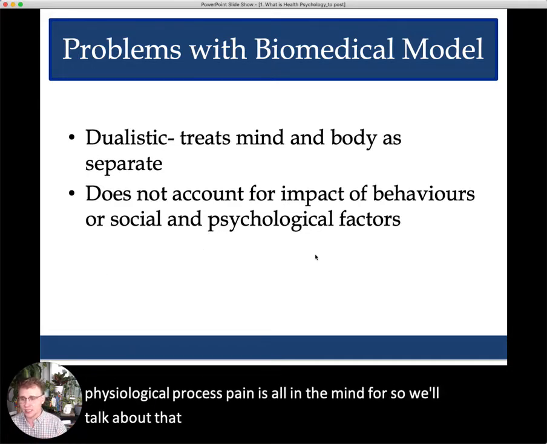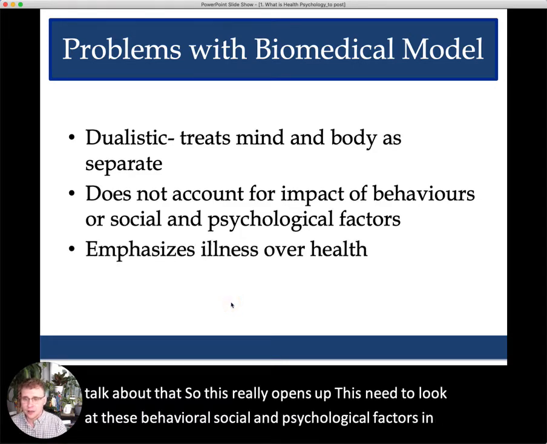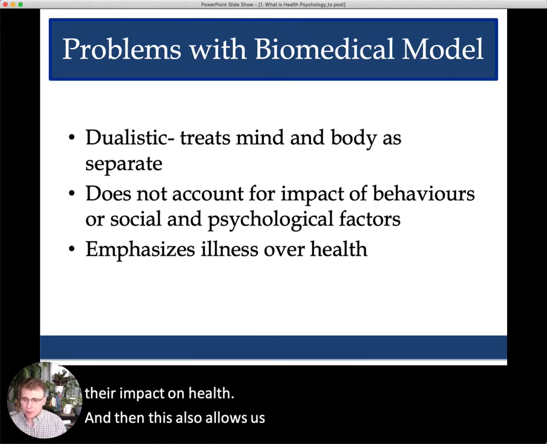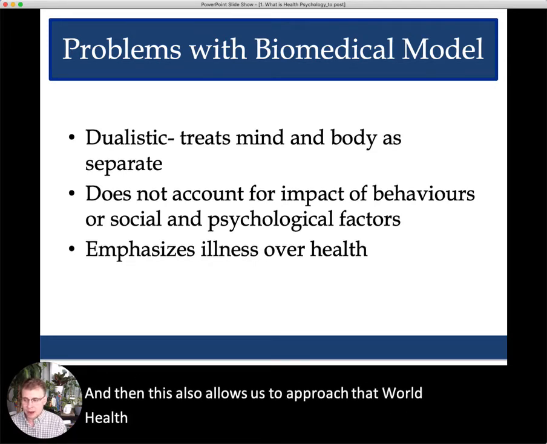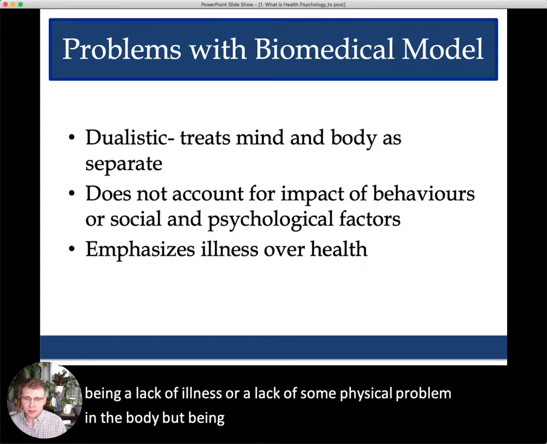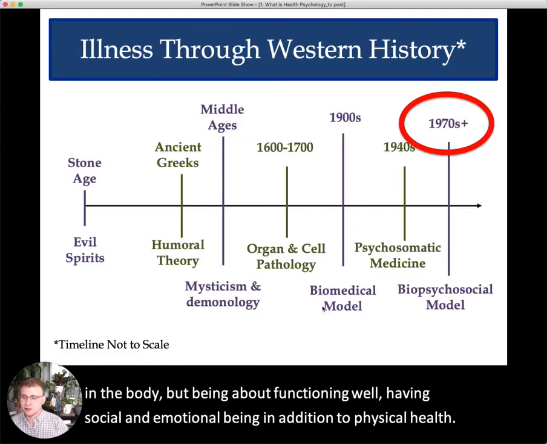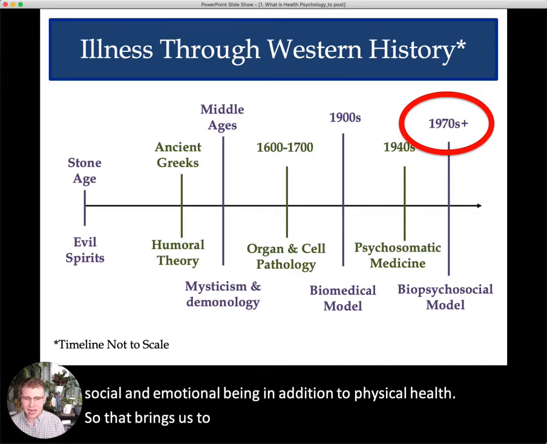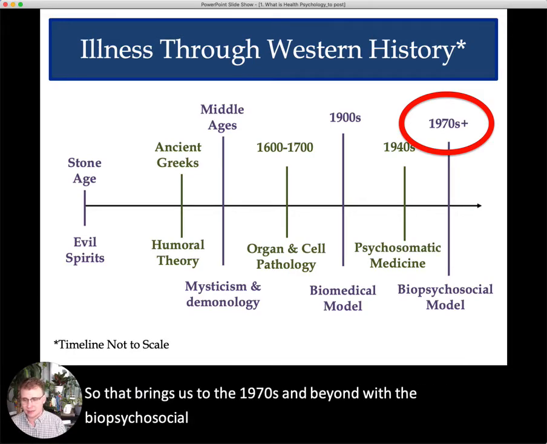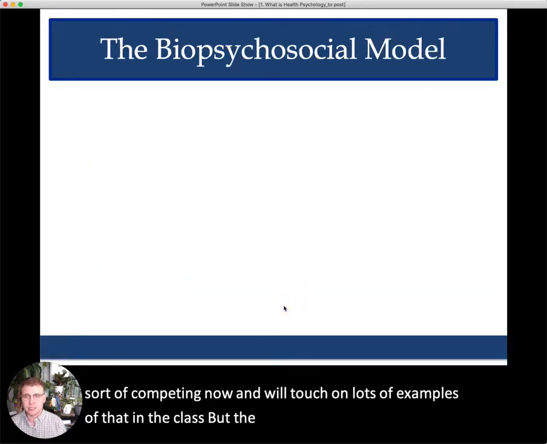So this really opens up this need to look at these behavioral, social, and psychological factors and their impact on health. And then this also allows us to approach that World Health Organization definition of health as not just being a lack of illness or a lack of some physical problem in the body, but being about functioning well, having social and emotional well-being in addition to physical health. So that brings us to the 1970s and beyond with the biopsychosocial model, and as I said before, these are still sort of competing now, and we'll touch on lots of examples of that in the class, but the most current model would be the biopsychosocial model.